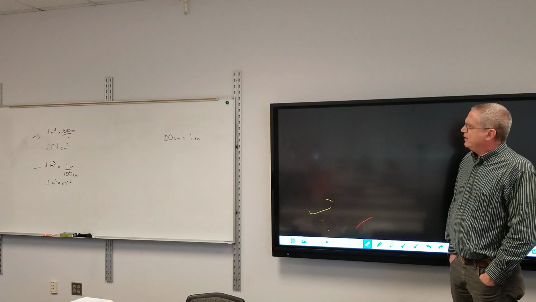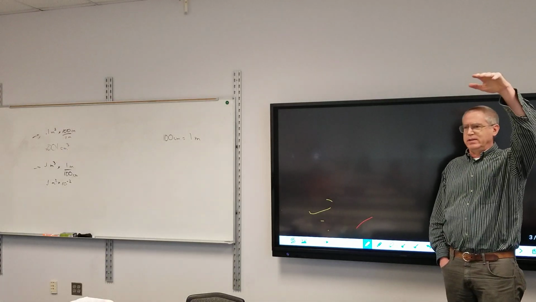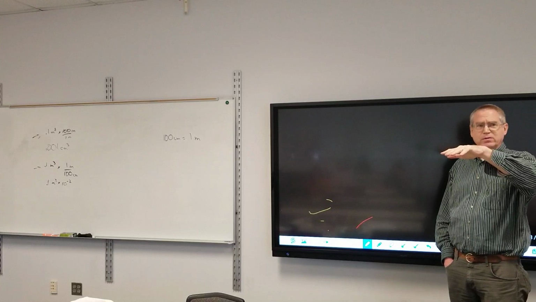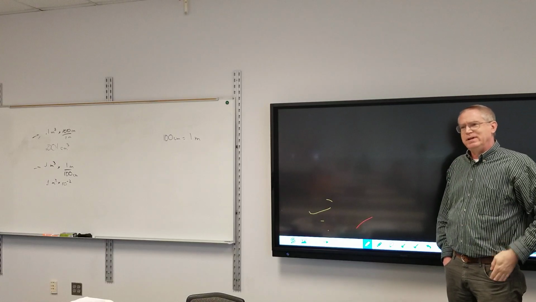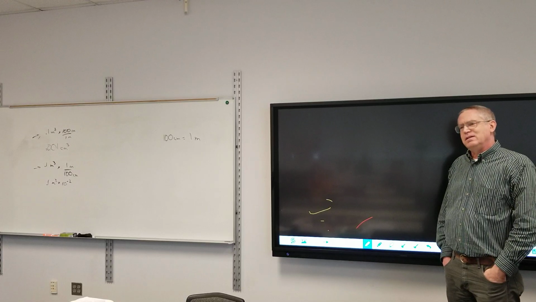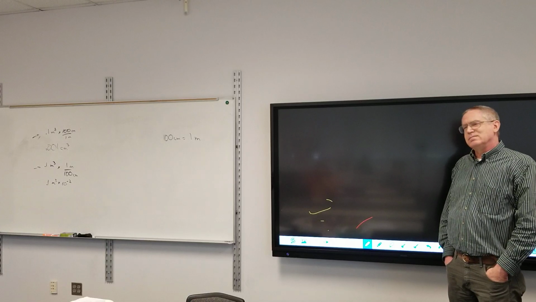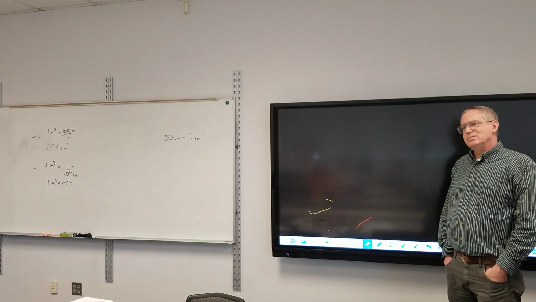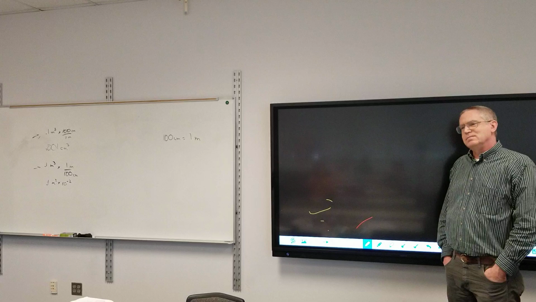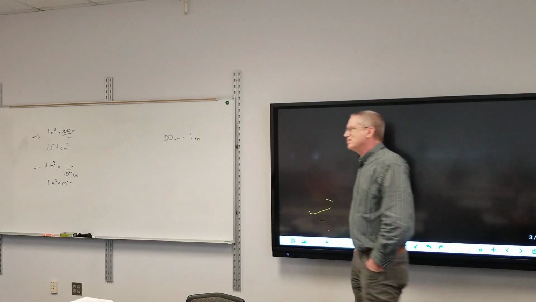All right, so the top one makes more sense because we want to get rid of meters, and if I have meters in the numerator, I need to divide by meters to get rid of it. However, it needs to be centimeters cubed and meters cubed, but 1 meter cubed is not equal to 100 centimeters cubed. It's a lot more than that. Yes, it is.